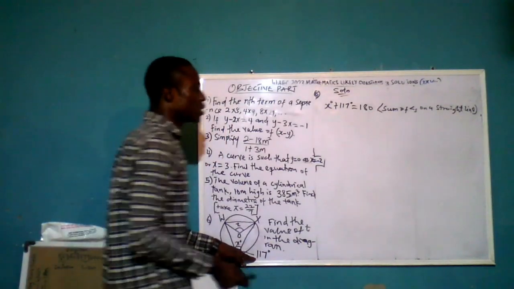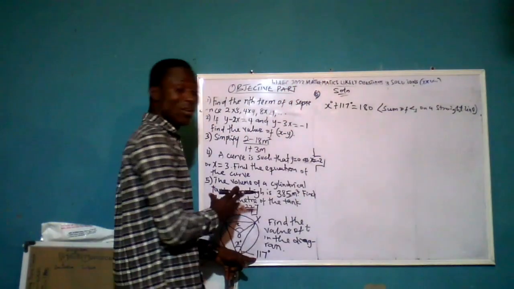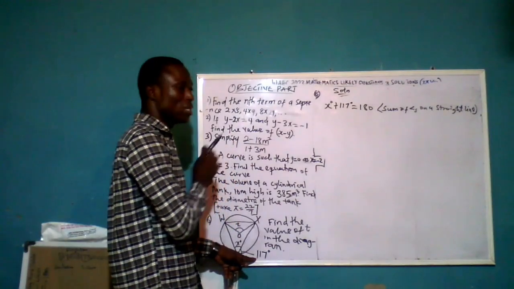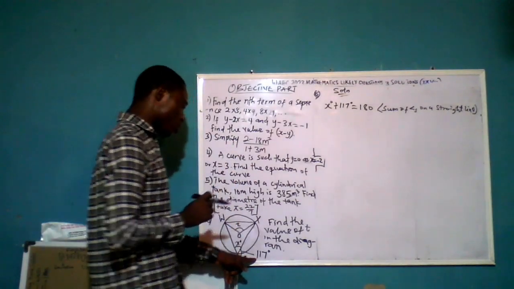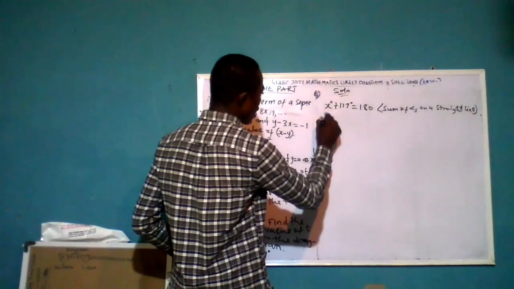So no examiner is looking at the steps you take in getting the right answer in objective questions. You only need to state the answer. Don't waste your time. That's what I'm trying to say. Now, having done that, you can get the value of x.